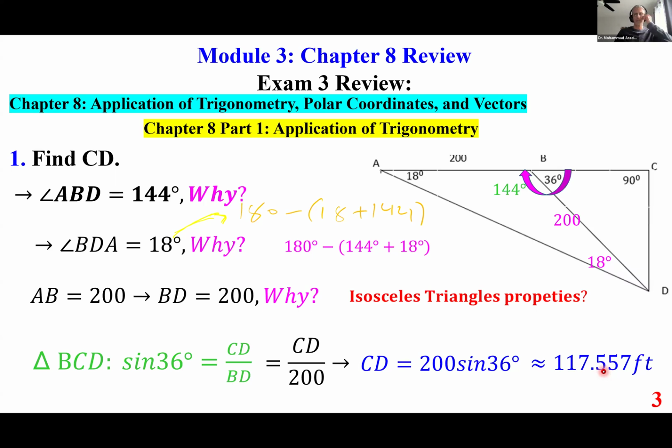So a quick recap. This is 36 degrees. These two must add up to 180. We get 144. This one, and this one must add up to 180. We have these two. We get 18 degrees here. Because these two are identical, then the sides are identical. Isosceles triangle. This is 200, so is this one. And now this small right triangle, sine of 36 is the opposite CD over the hypotenuse, which is 200. And we find the answer.